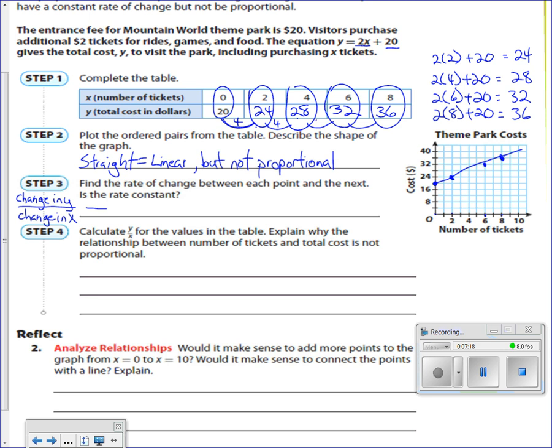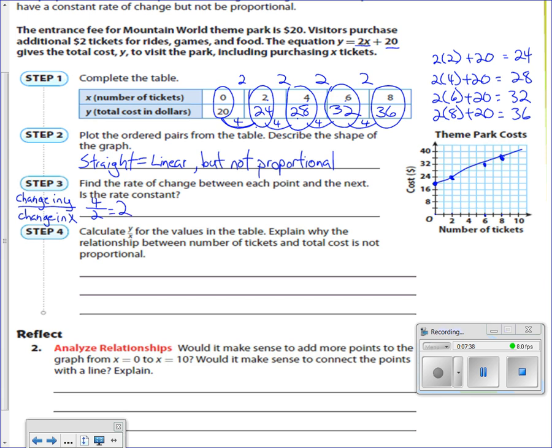28 to 32 is 4. And 32 to 36 is 4. So the change in y is 4. We're going to do the exact same thing for the change in x. 0 to 2 is 2. 2 to 4 is 2. 4 to 6 is 2. And 6 to 8 is 2. So the change in x is 2, and 4 over 2 equals 2.